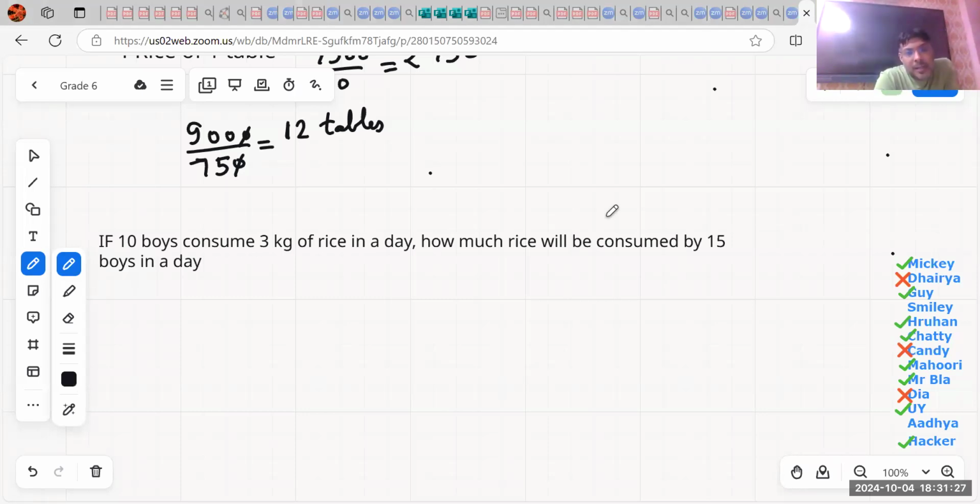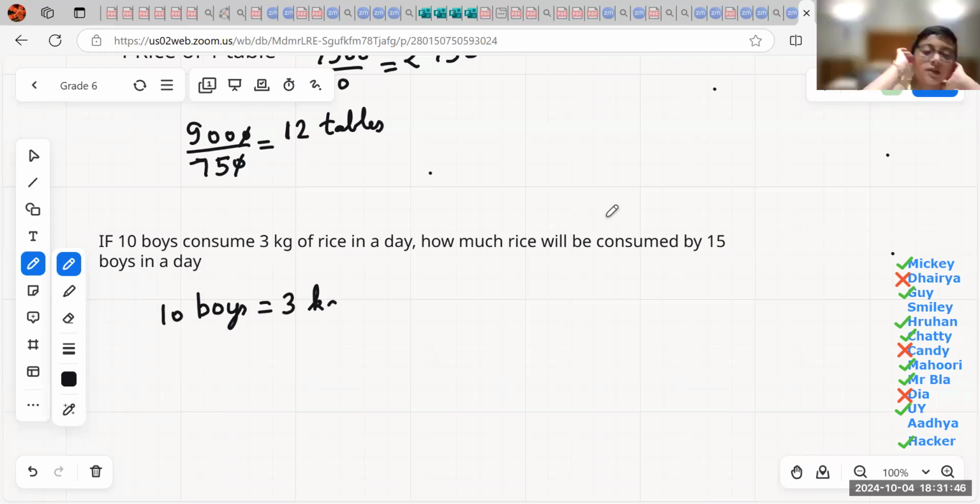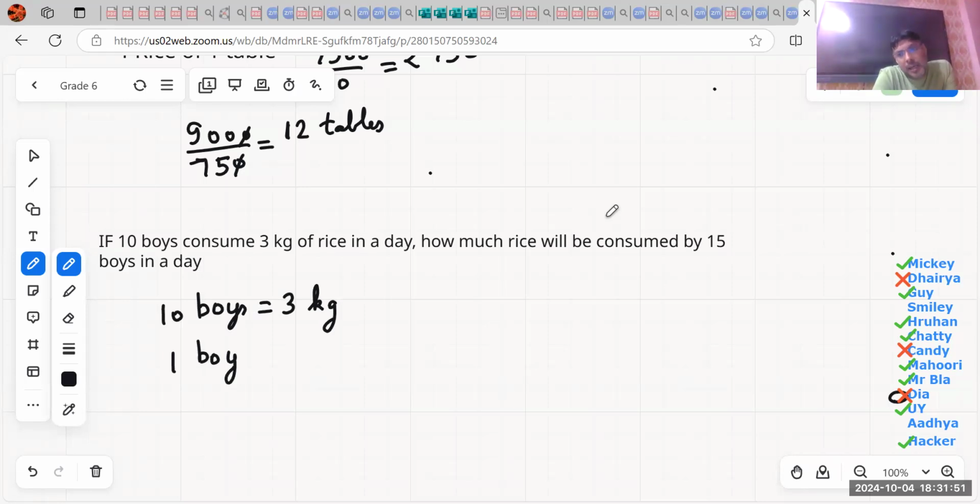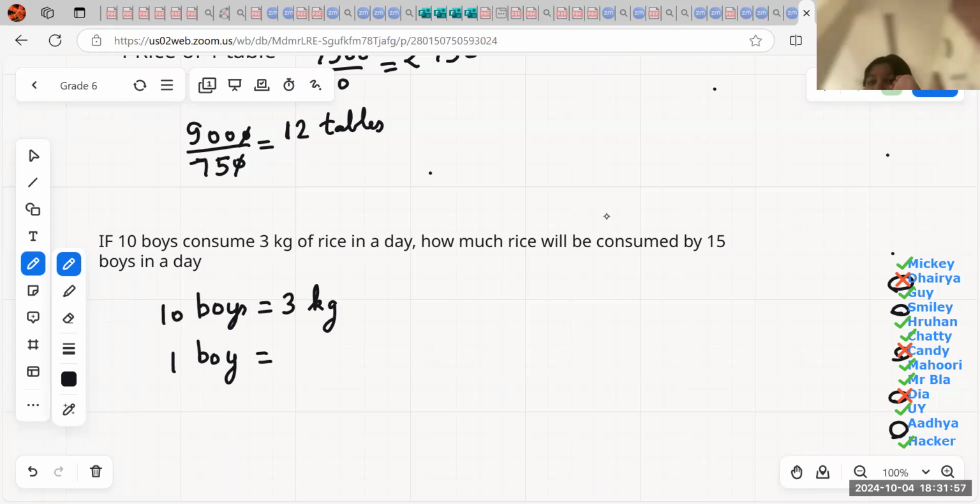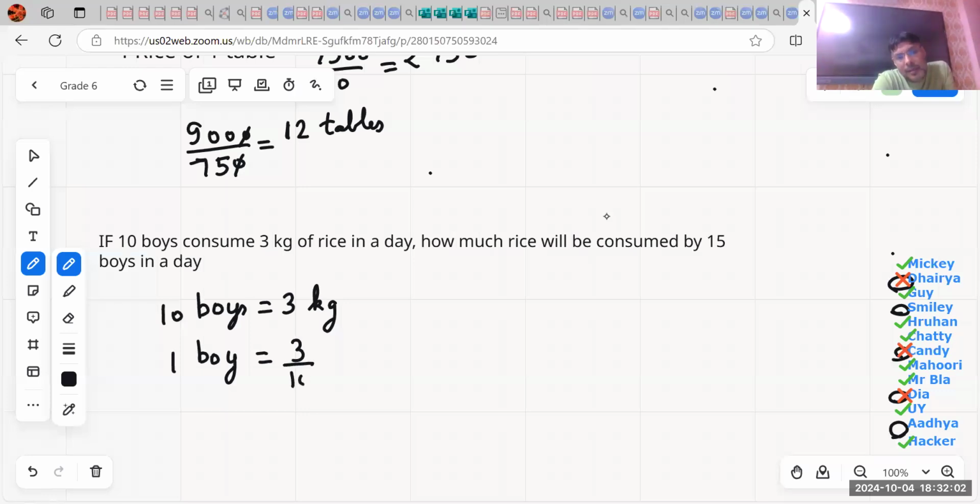So if 10 boys consume 3 kg of sugar, one thing more changes when we come to grade 6. It's not always that we'll get a whole number when you find the unit consumption. So 10 boys consume how much? 3 kg. Good. So one boy will consume how much? Those who got it wrong, beta, let them answer: Diya, Candy, Smiley, Dhairya, Adya. 3,000 upon 10, so you can convert it into grams. Otherwise, it will be 3 by 10 kg. In kgs, correct? Yes, sir.